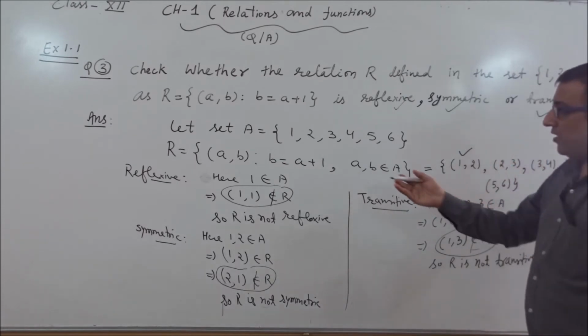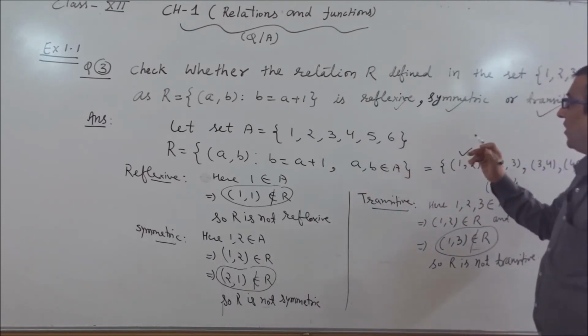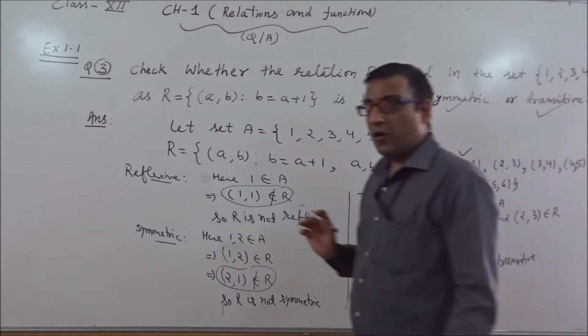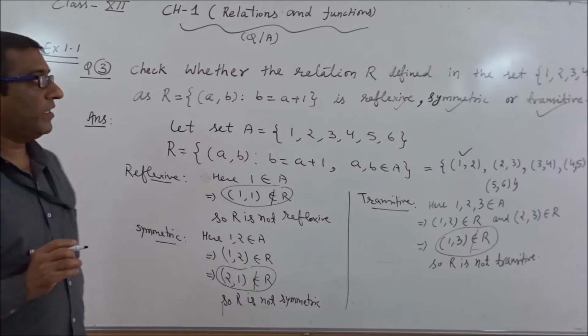If these ordered pairs are members of this relation, then definitely we can say these relations are reflexive, symmetric or transitive. Now we will continue with the next question number.